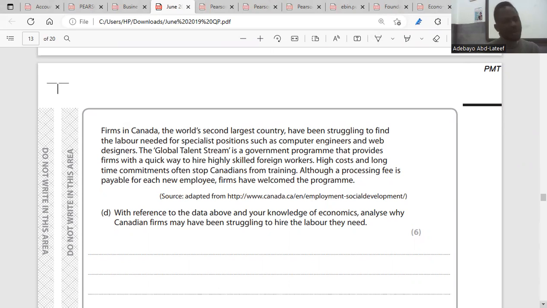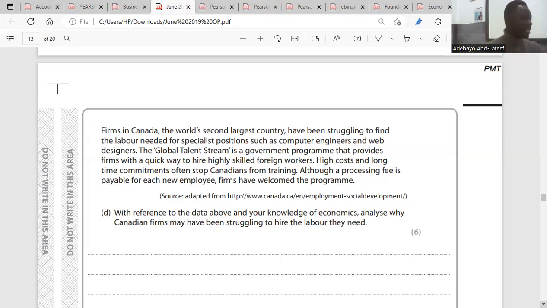Thank you. So with reference to the data above and your knowledge of economics, analyze why Canadian firms may have been struggling to hire the labor they need. So why is it difficult for Canadian firms to have the workers they wanted? The first reason why firms might struggle, not even Canadian now.